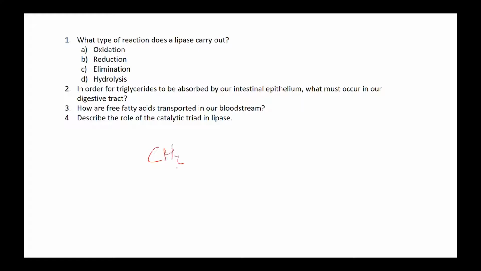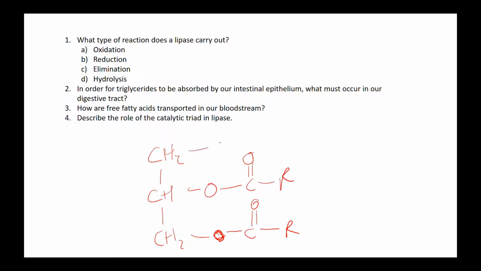Lipases are a class of enzymes whose role it is to take triglycerides and cleave them. It's an oxygen there, sorry. Normally our triglycerides, if you recall, have a glycerol backbone.